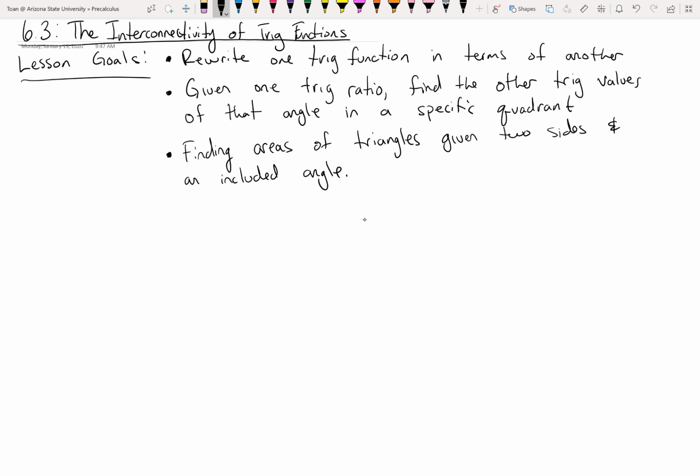The second bullet point, if I give you a trig ratio, you should be able to find the other values. Now, we already did this in 6.2a, but the kicker here is that we're going to talk about angles in a specific quadrant. So that's the only difference between 6.3 and 6.2a. And lastly, we're going to talk about one application of these trig ratios in non-right triangle situations, and that application is finding areas of triangles. So let's start off with the first bullet point.